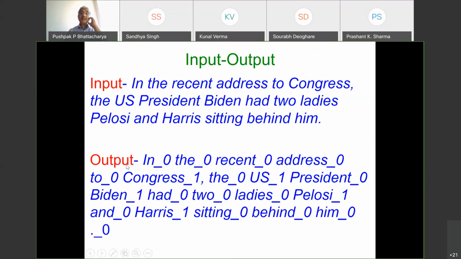The output that is expected is: in is 0, not a name, the is 0, recent is 0, address is 0, to is 0, Congress is a name, so that is why 1. The is 0, US is 1, US is a name, President is 0, not a name, Biden is a name, so 1, had 0, two 0, ladies 0, Pelosi name, and 0, Harris name, sitting 0, behind 0, him 0, and full stop 0. So this is the expected output, and we have been told from our observation that out of 50 words, 32 words have been correctly tagged this way as name or no name.